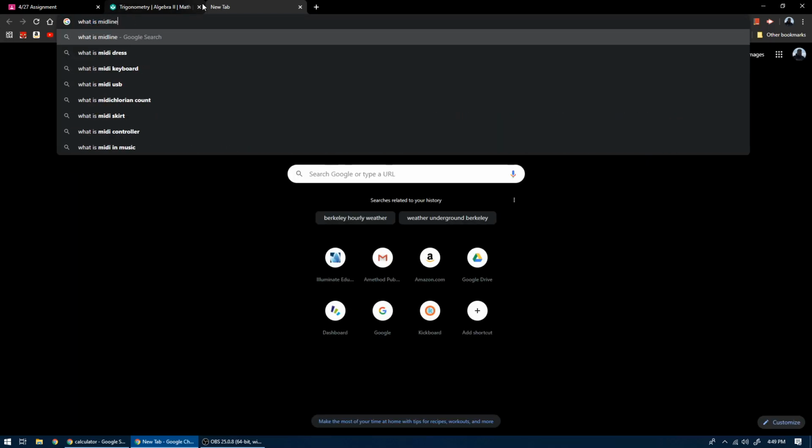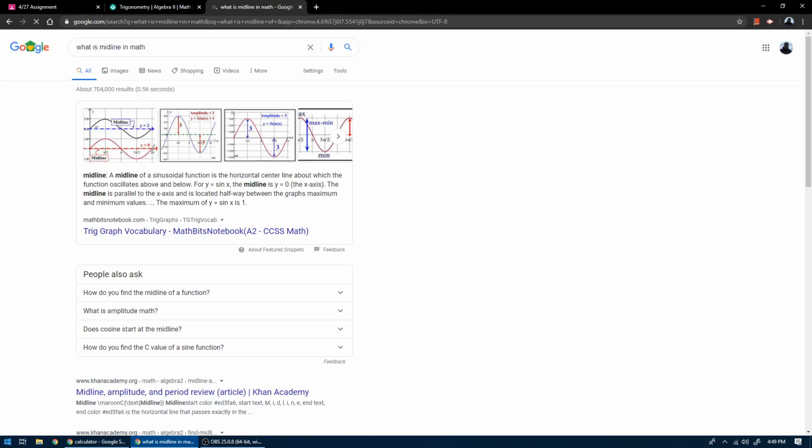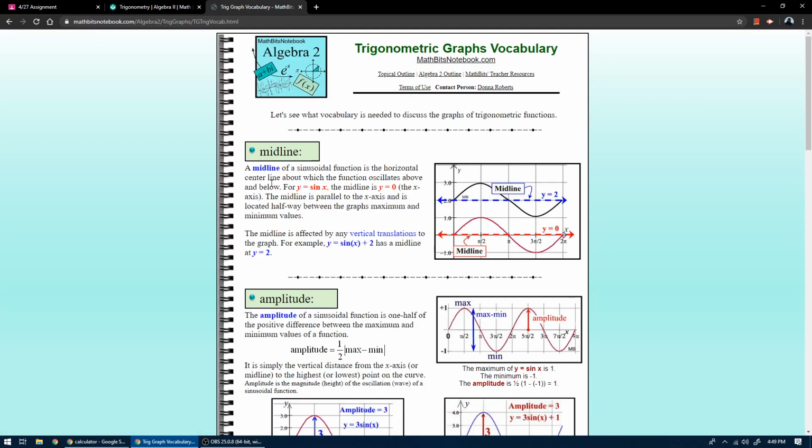What is the midline of a function? The midline of a sinusoidal function is the horizontal center line by which it oscillates above and below. Sinusoidal means having a sine curve, just like those curves. Oscillates means move back and forth between the same numbers. Here the midline is 0 because this is the middle section of it. So we're just asking where the middle section is. Here it's y equals 2, here it's y equals 0.